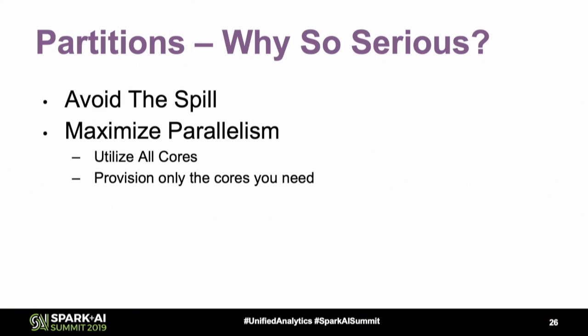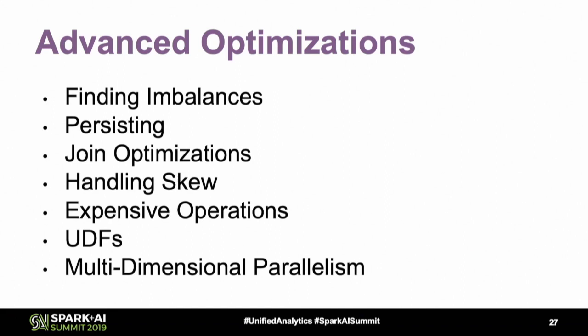But now we're actually going to talk a lot about the advanced optimizations coming in this next section, okay? The next piece, we're going to look at the way to find imbalances in your data sets and in your workloads, how to properly use persist and cache, how to optimize the joins, how to handle skews, which operations you should look for in your code bases to remove, how to use vectorized UDFs and what that means, and then, if we have time at the end, multi-dimensional parallelism, which is a pretty cool concept that Spark enables out of the box.